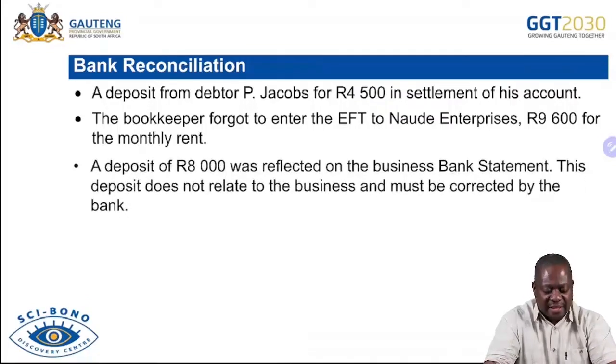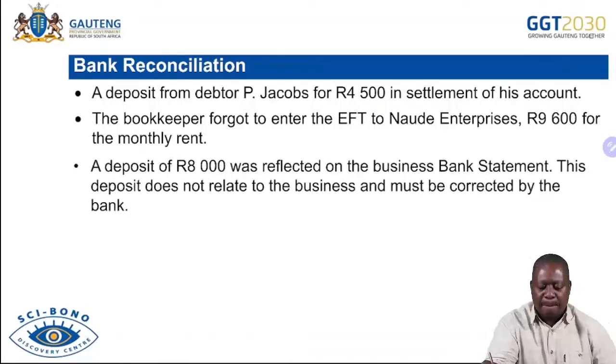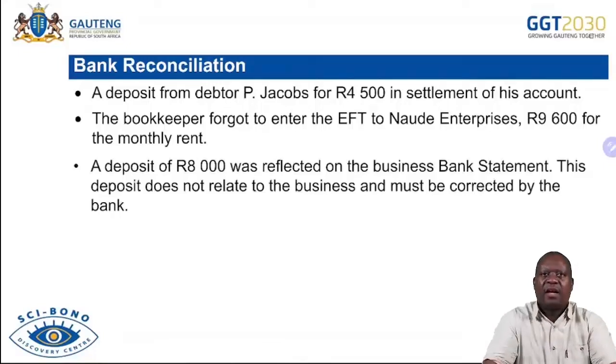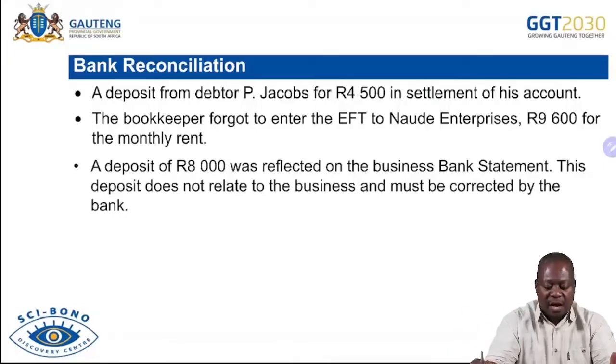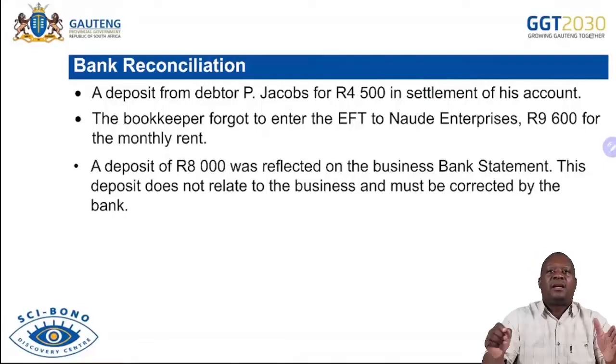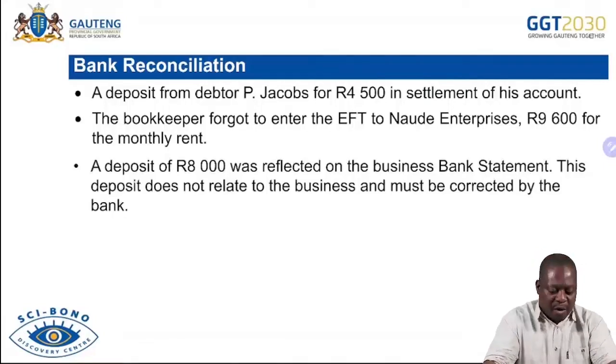And then a deposit of 8,000 reflected on the business bank statement. This does not relate to the business and must be corrected by the bank. So this is a bank mistake, so it must be corrected by the bank. And remember, the bank is not here to correct their statement. So what do we do? We are going to correct for them on the bank reconciliation statement. Now, this was a deposit. It means to correct, we must withdraw this money in a way. Let's see how we go about it.